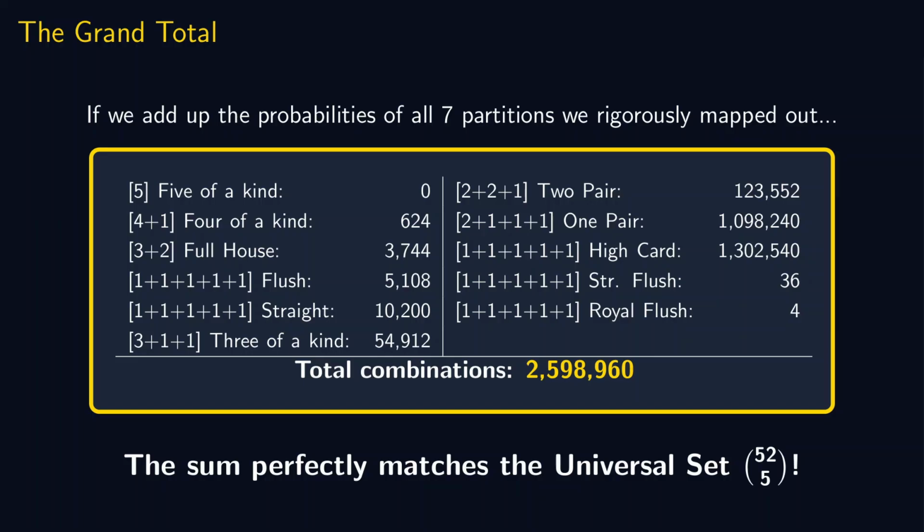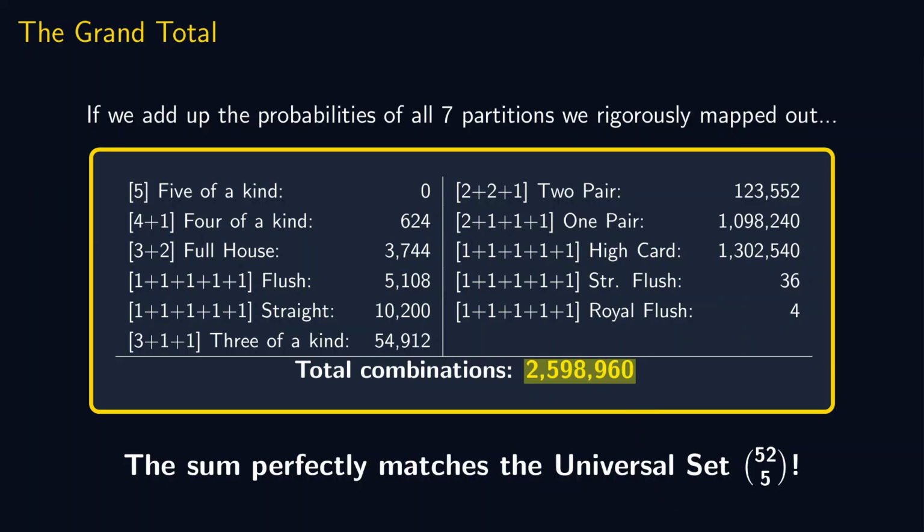0 plus 624 plus 3,744 plus 54,912 plus 123,552 plus 1,098,240 plus 1,302,540 plus 5,108 plus 10,200 plus 36 plus 4. The total is 2,598,960. And 52 choose 5, the total number of ways to choose any 5 cards from a deck of 52, is also exactly 2,598,960. They match perfectly, not approximately, not almost, exactly.